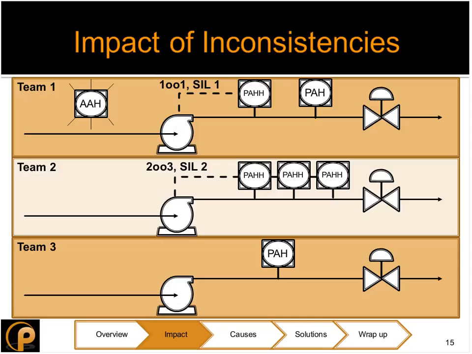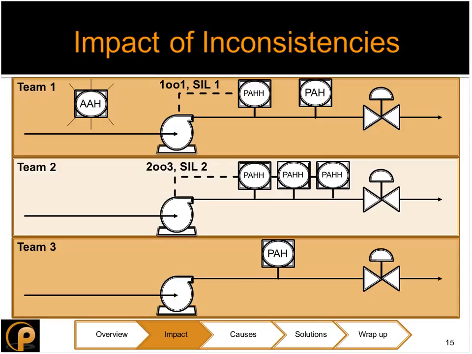So what does this look like after the LOPA's over? Team 1 has a SIL 1 and a high pressure alarm. Team 2 has a 2 out of 3 transmitter SIL 2 system with no high discharge pressure alarm. And Team 3 has only a high pressure alarm. All of this creeped up from compounding inconsistencies, all of which were reasonable on their own.